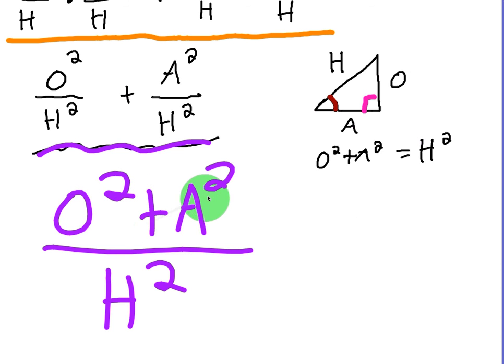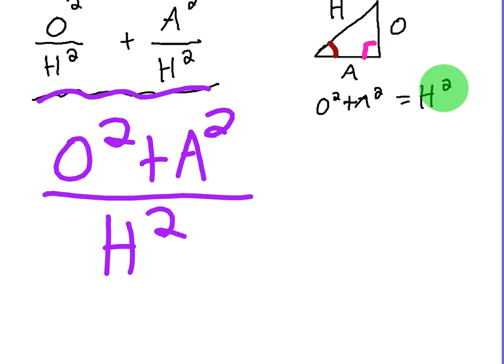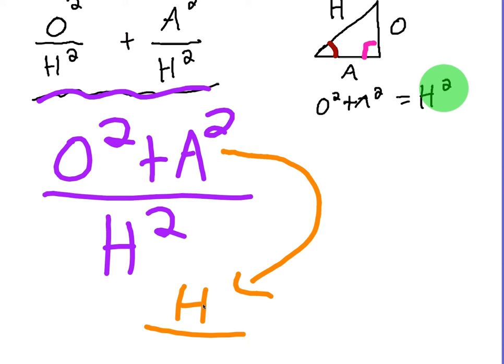We have opposite squared plus adjacent squared on the top of the fraction. Well, we've just proven with the Pythagorean theorem that that's equal to h squared. So the next part of our proof is really simple. This opposite squared plus adjacent squared can easily be substituted with h squared, because opposite squared plus adjacent squared is equal to h squared.